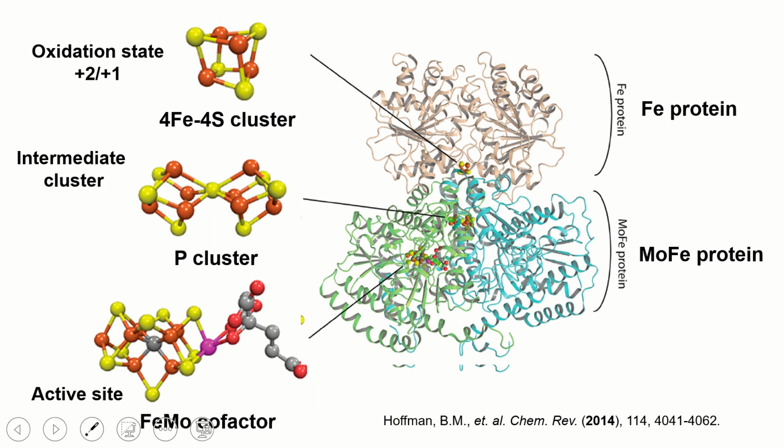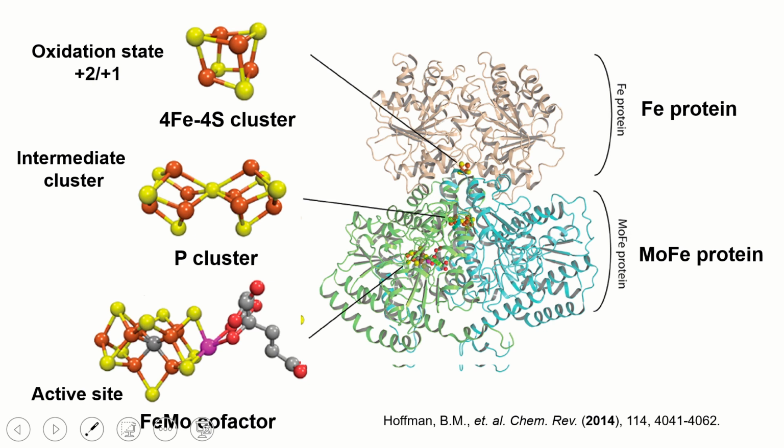This ultimately takes the electrons from either photosynthesis or oxidative respiration. This brings the electrons to the MoFe protein, where there is a P cluster, which looks a lot like a 4-iron 4-sulfur cluster that shares one sulfur in the center. The electron is then shuttled to the P cluster, and then finally to the active site, which is called the iron molybdenum cofactor.